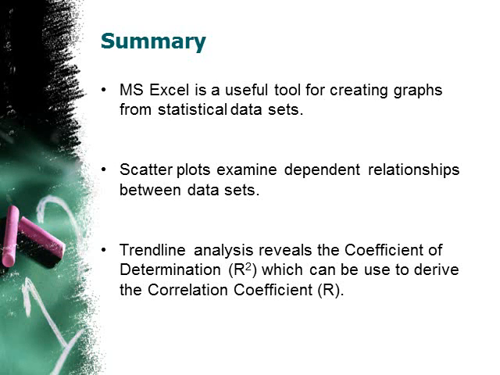In summary, Microsoft Excel is a useful tool for creating graphs from statistical data sets. Scatter plots are an important type of plot and are used to examine dependent relationships between data sets. And lastly, trend analysis reveals the coefficient of determination, or R squared, and this can be used to derive the correlation coefficient of R. And I will caution you on this last point that statistically speaking, this is only accurate when an intercept is included in the equation of your line.